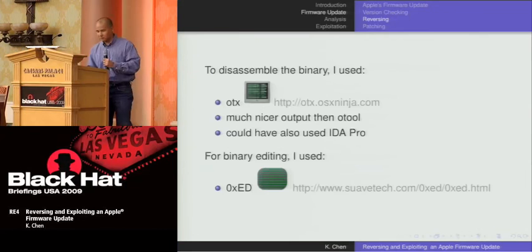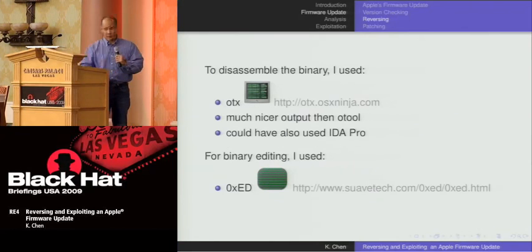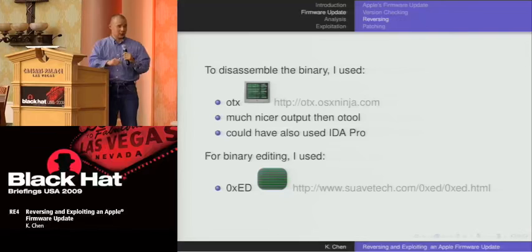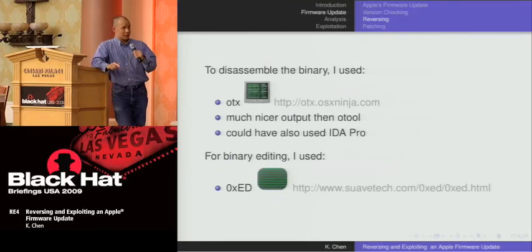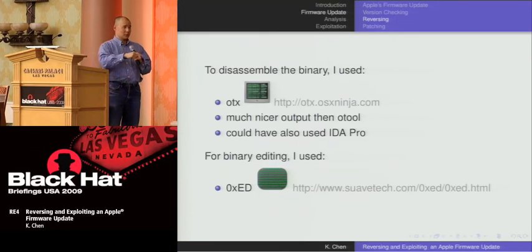All right. In order to disassemble that binary aluminum firmware update, I use this tool, otx. The output is much better than the output you get from otool. You could have also used IDA Pro, but I don't have a license for IDA Pro. And in order to edit the binary, I use this tool, HexFiend.